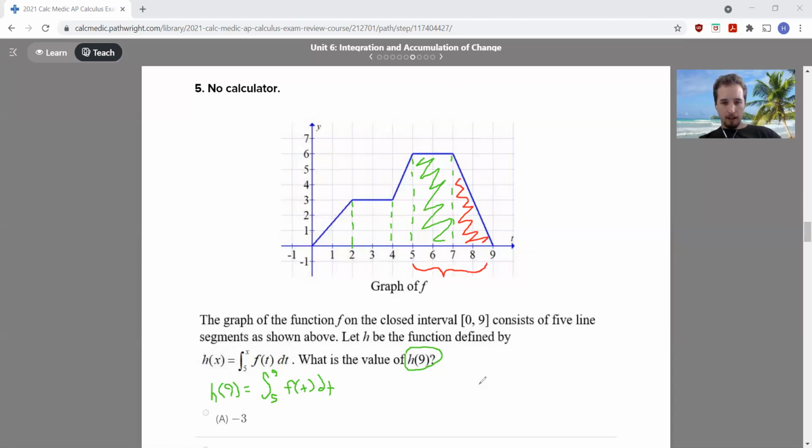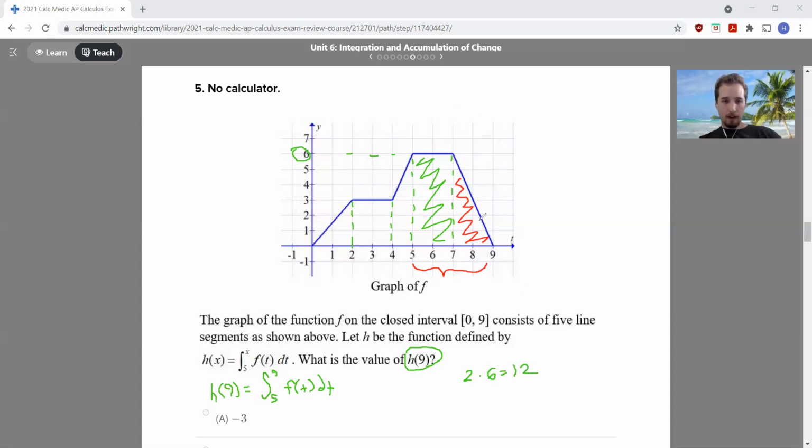Well, the green area has a base of 2. It's a rectangle, right? So it's base times height. Base of 2 and a height of 6 here. Right, it's right there. So 2 times 6 is 12. That's the area of the green area.